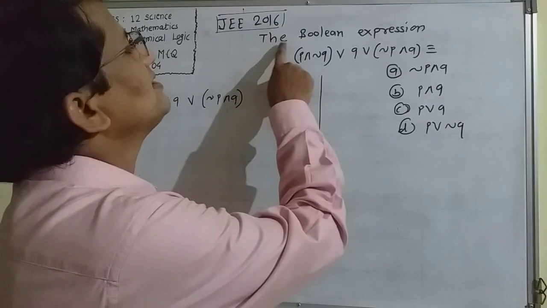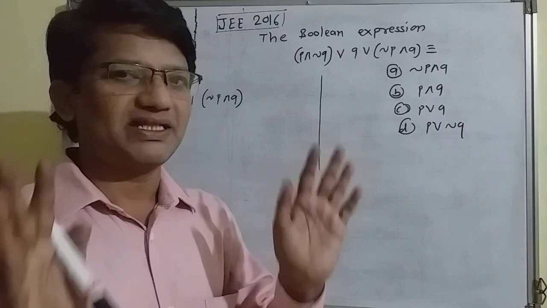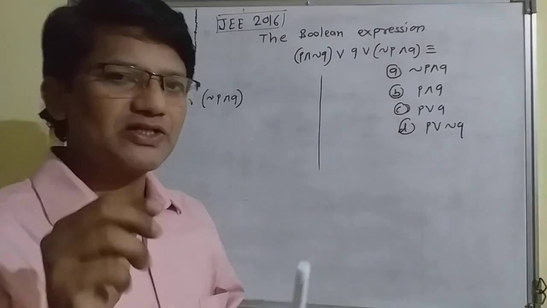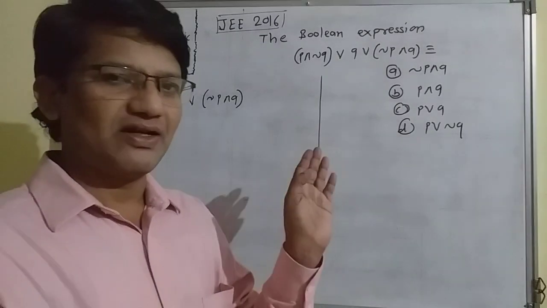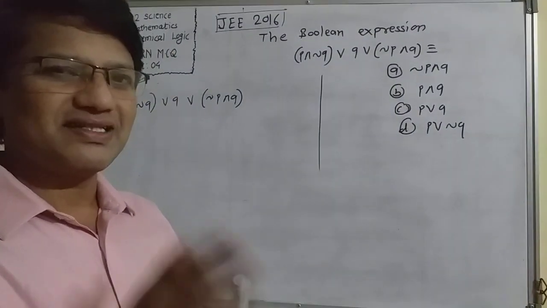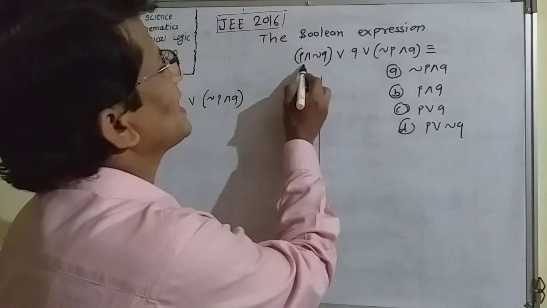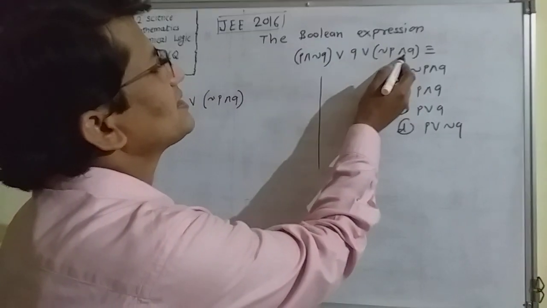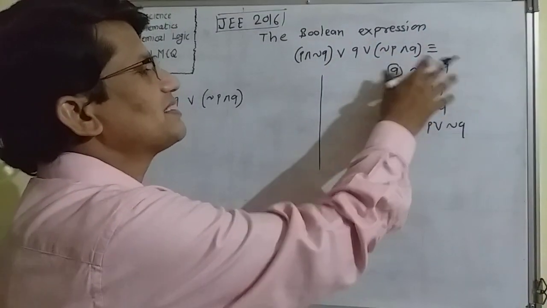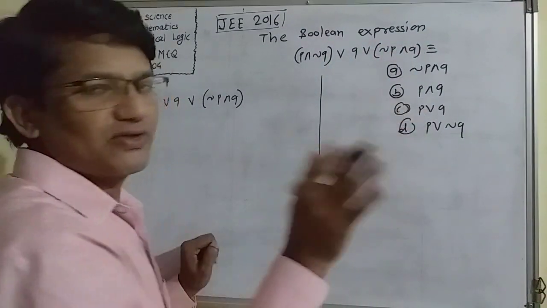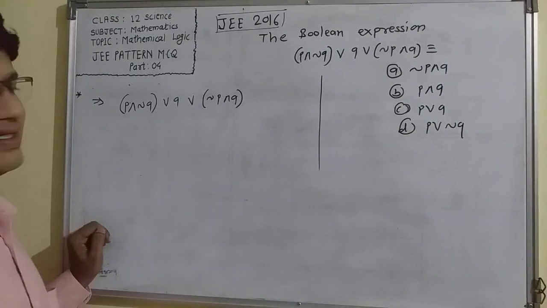Start with the Boolean expression. Boolean is the name of a mathematician. He also gave some rules related to mathematical logic. So the rules are the same. What is given? First bracket or with Q or with this bracket, and equivalent to what? And we have to simplify by using some rules. This is our question, and try to simplify this.